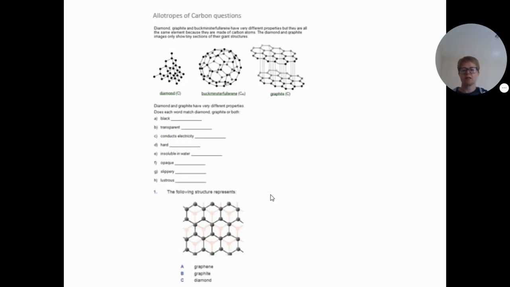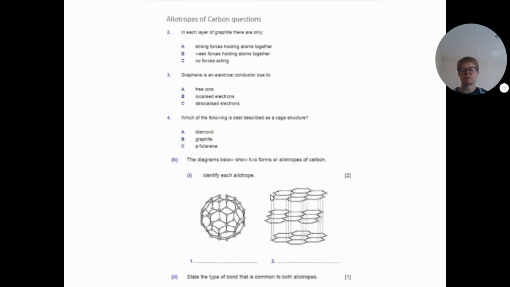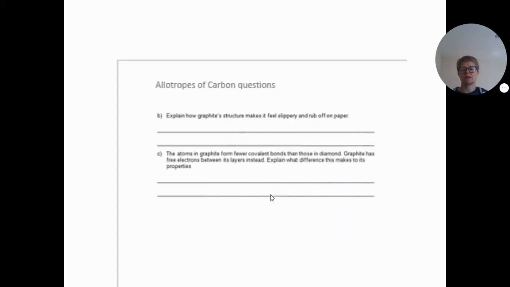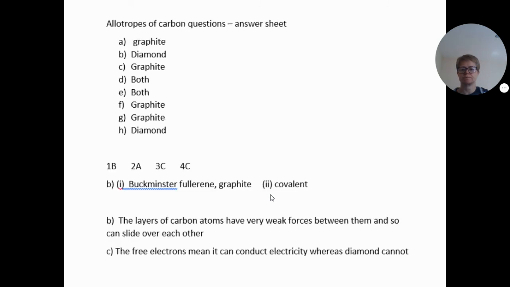So that's the first page, then the next page, and there's the next page. So pause the video while you do those, and then the answers will come up in a moment. I'm about to put the answers on the screen. I know the numbering's a bit strange on the question sheet, but hopefully the way I've laid it out will make it clear. So again, pause this while you mark your work and correct anything you got wrong.